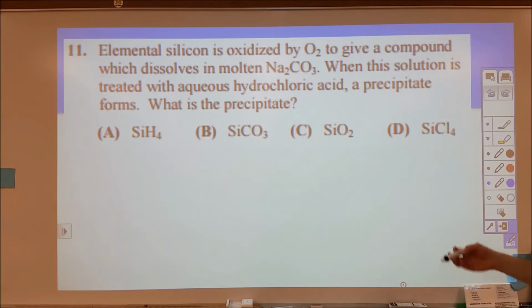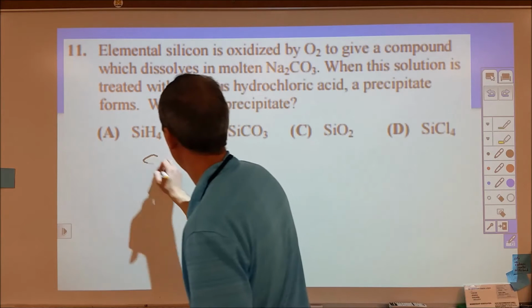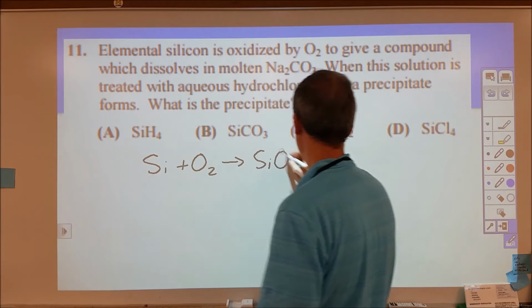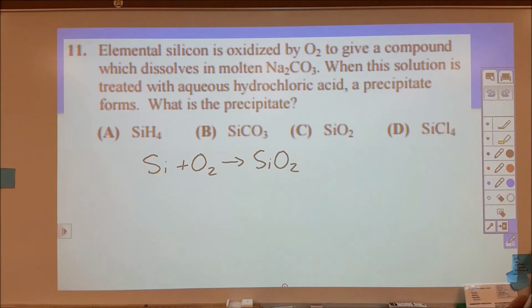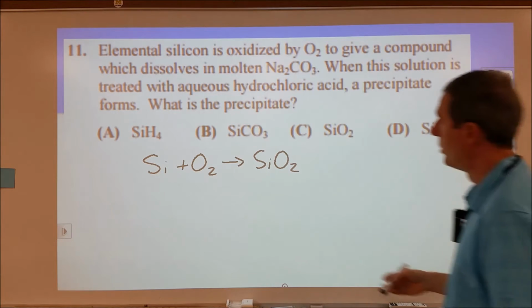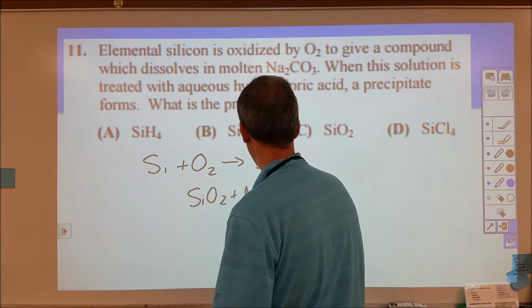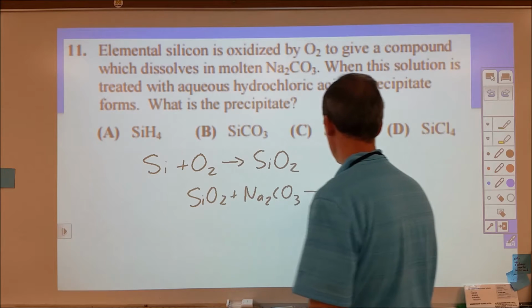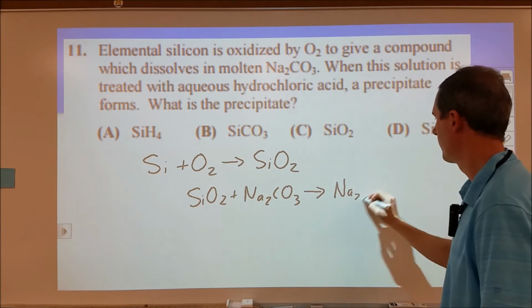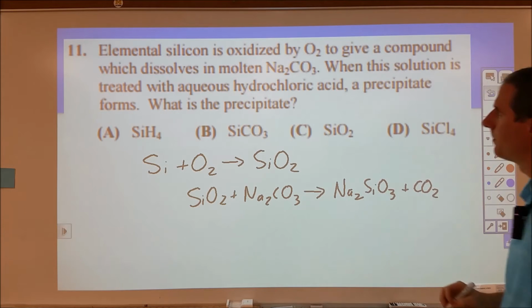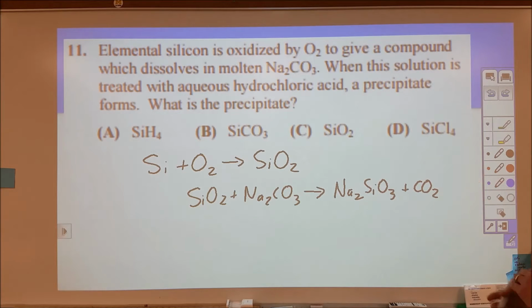Okay, number 11, elemental silicon is oxidized by oxygen. So our first reaction is we're just going to form silicon dioxide. That gives a compound which dissolves in molten sodium carbonate. So silicon oxide plus sodium carbonate actually forms what's called sodium silicate, and CO2 gas.